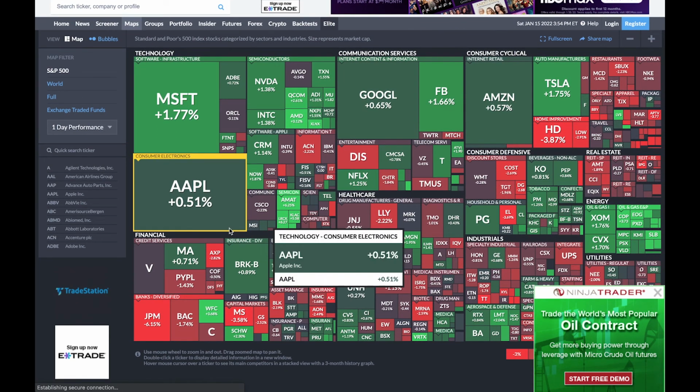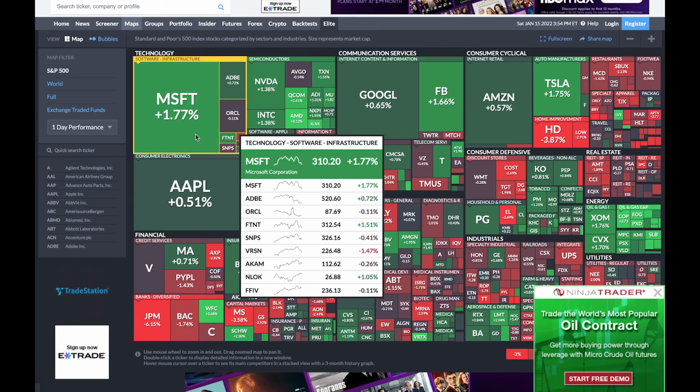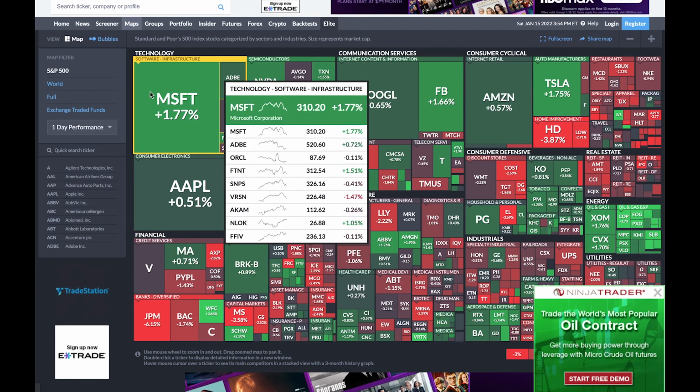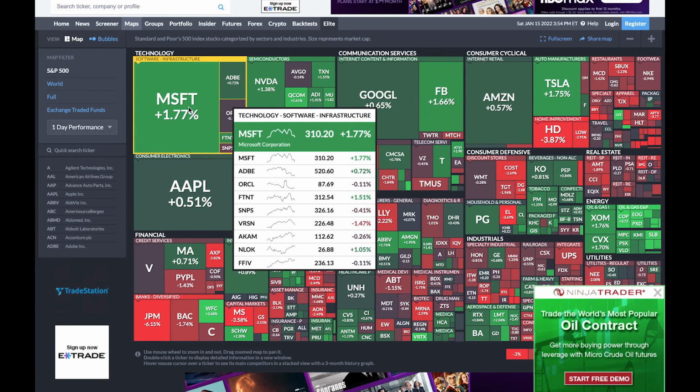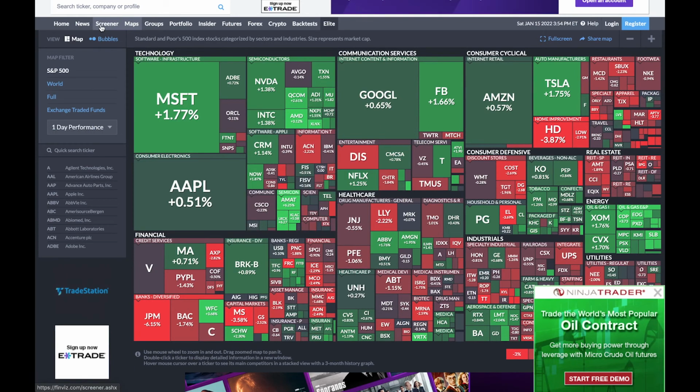And you can see the leading gainer of that particular sector. In this case, technology, it was Microsoft. And the size of the box is indicative of the size of the gain or loss in that sector. And obviously green is gain, red is loss. But what I wanted to show you is this screener.